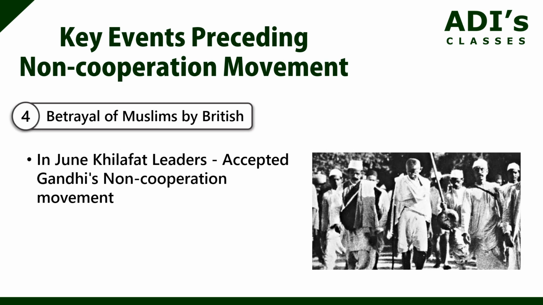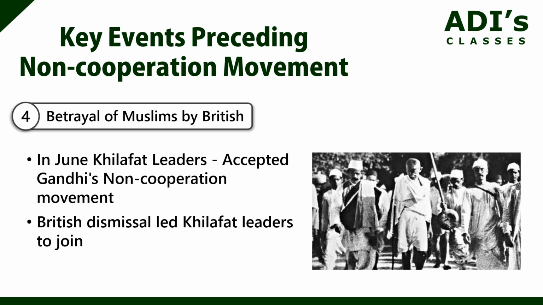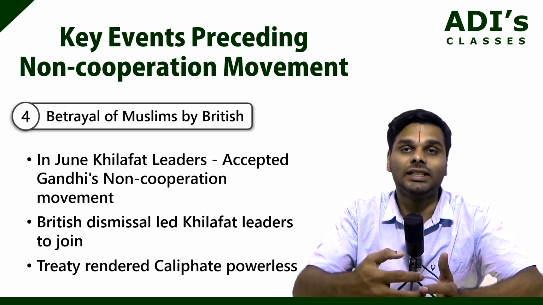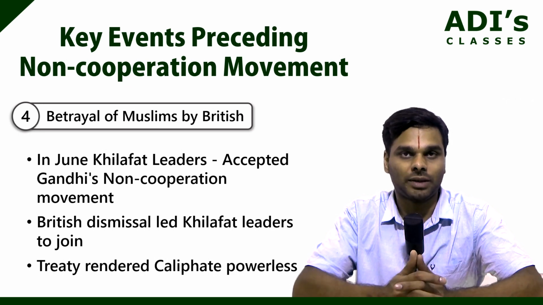You can clearly see that the Muslims actually gravitated towards Gandhi because the British did not treat the Khalifa of the Ottoman Empire well. In fact, the Ottoman Empire was beginning to collapse. This led to a realization that the Muslims were not going to be looked after well by the British, and hence they began to gravitate towards Gandhi. The Khilafat leaders now agreed to Gandhi's idea of non-cooperation movement.